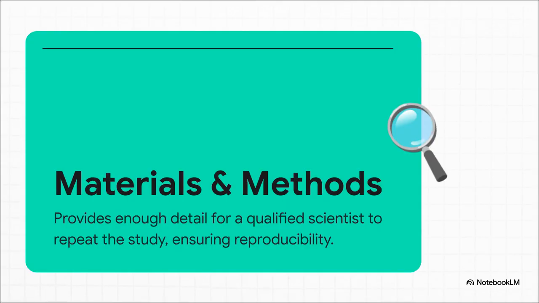So what is this section really? The whole point is to give so much detail that another scientist on the other side of the planet could do the exact same experiment, the entire thing. And this isn't just a nice to have. It's a fundamental rule of science called reproducibility. Bottom line, if no one can repeat your work, it can't be trusted.